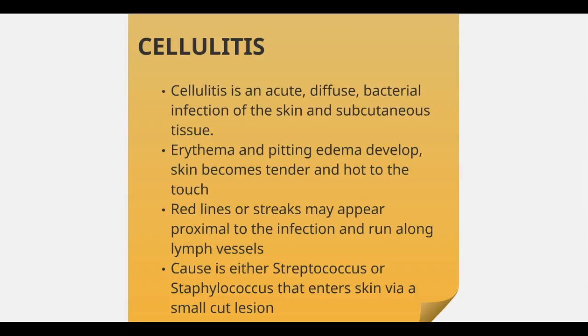Red lines or streaks may appear proximal to the infection and run along lymph vessels. If you see red lines or streaks, that is a good time to take somebody to the urgent care, get them to the doctor, get them seen immediately, because cellulitis unfortunately can very quickly develop into sepsis if left untreated. Cellulitis is easily treatable with antibiotics.